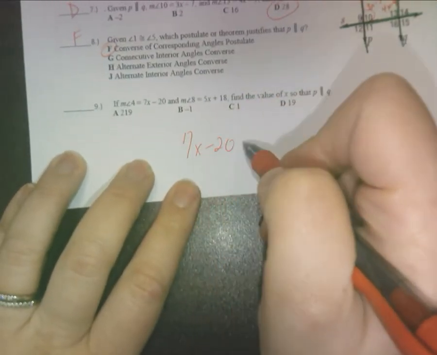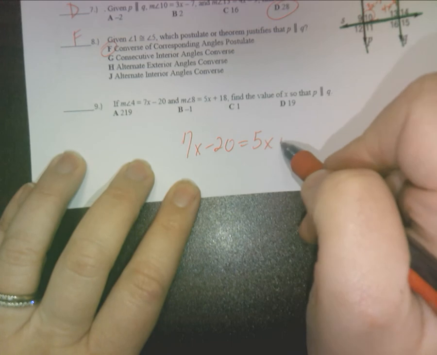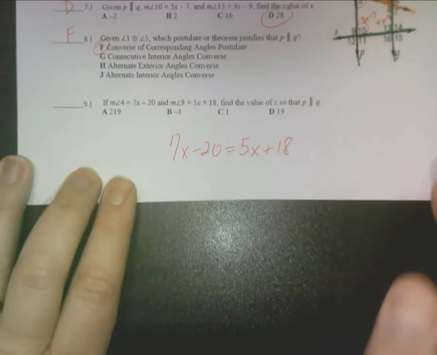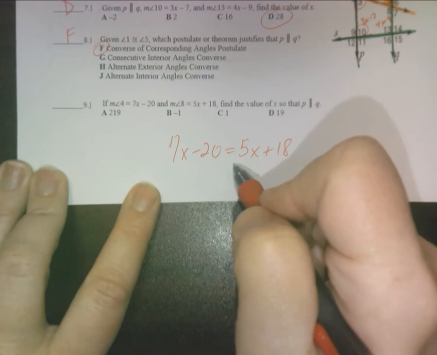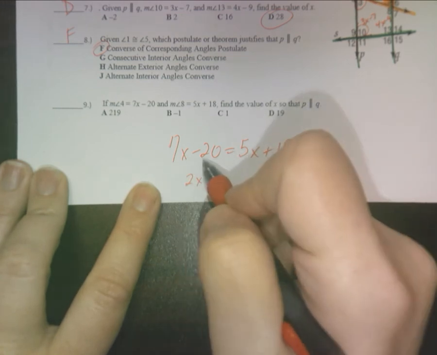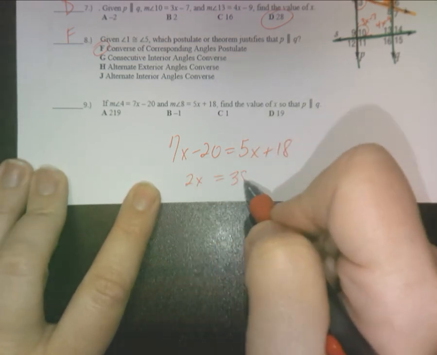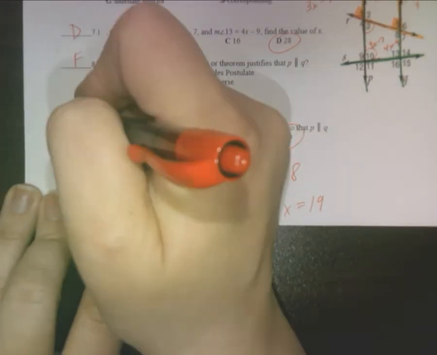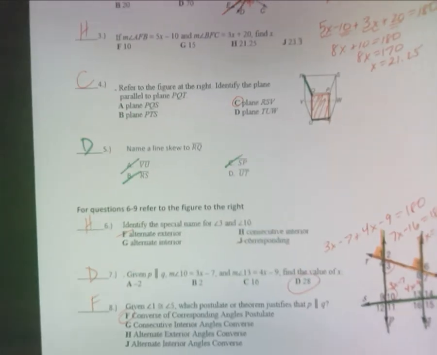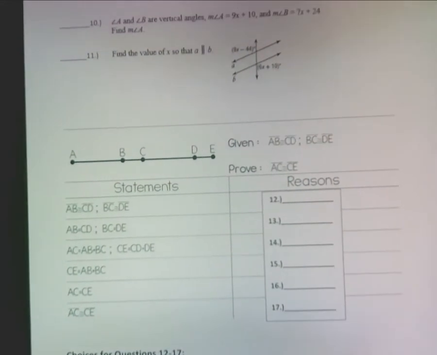Use your eyes to see: do they look like they're equal to each other or do they look like they would add to 180? So set them equal. Subtract 5x over, you get 2x, and add 20, 38. X is 19. So there's your front page.